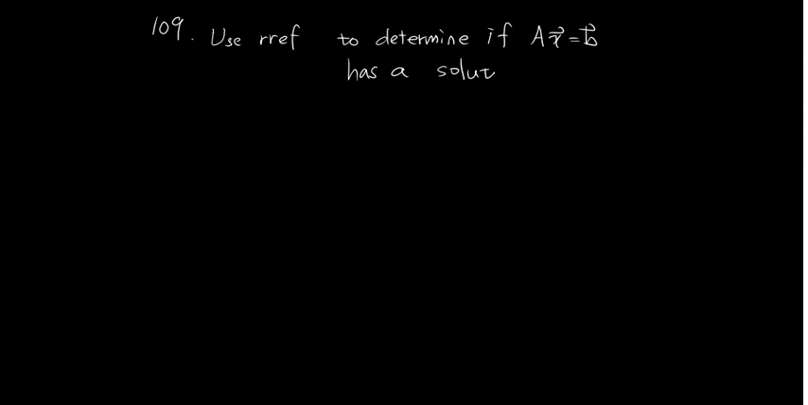So 109 is about finding the particular solution, 特解. Okay, and one of the main purposes of 109 is to say that you can use the RREF to determine whether an equation has a solution or not. Okay, so here are some examples.